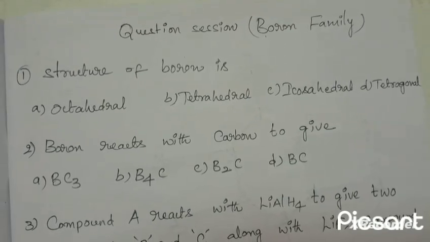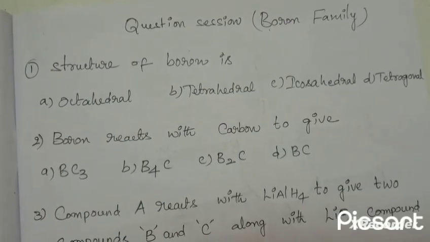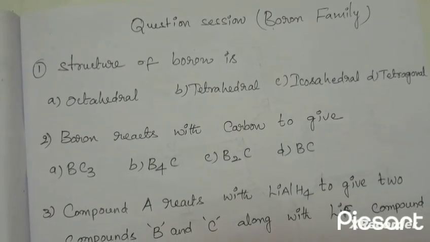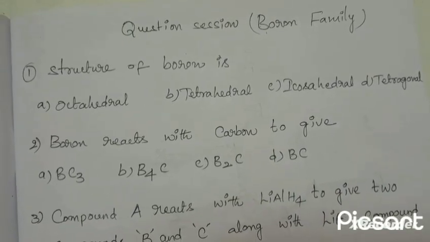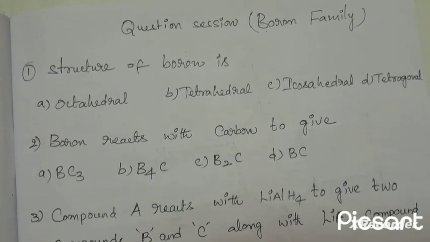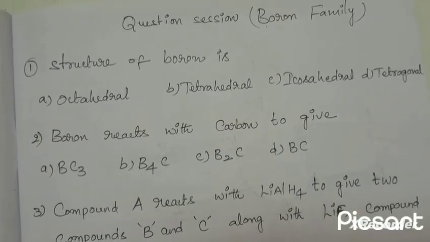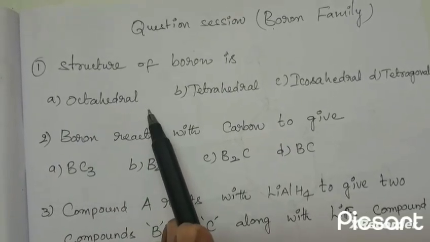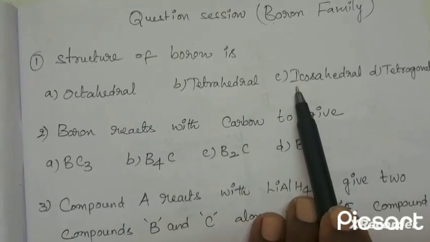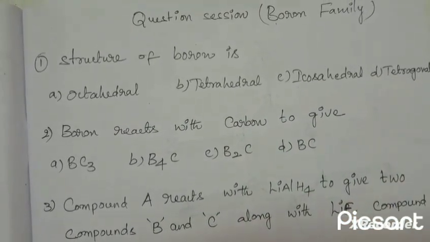Dear students, yesterday I discussed the question and answer session in the boron family. The first question is: the structure of boron is. Today I am going to reveal the answer and give the appropriate explanation. Structure of boron is option A octahedral, option B tetrahedral, option C icosahedral, option D tetragonal.